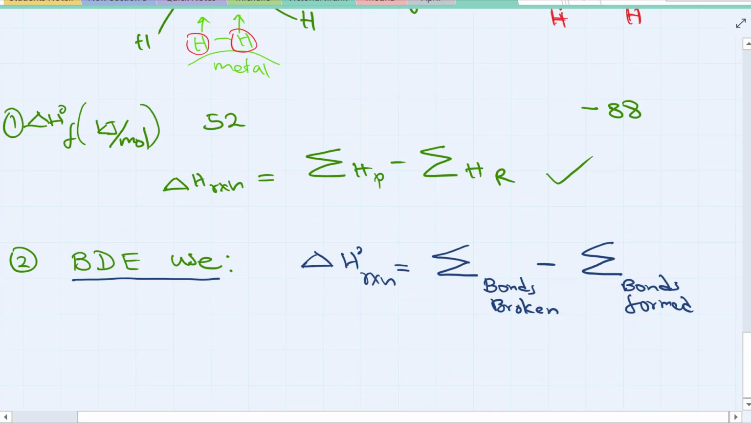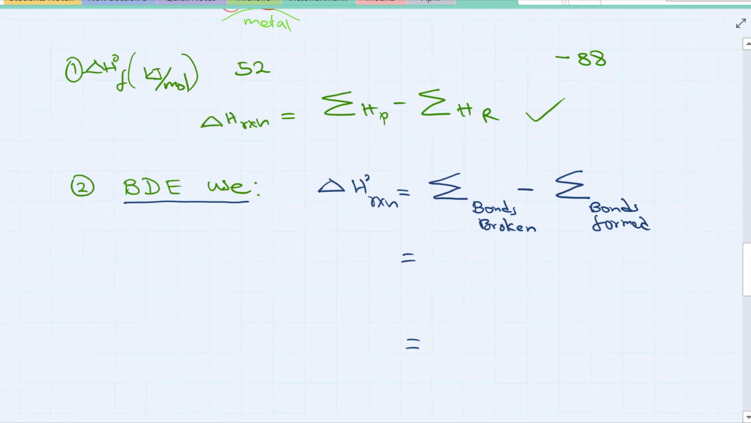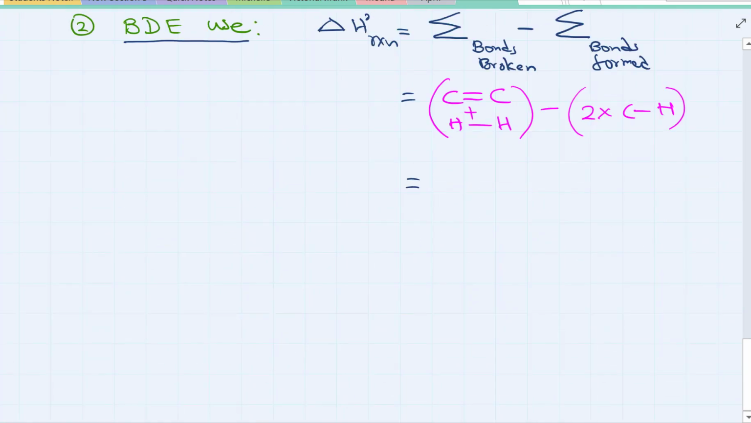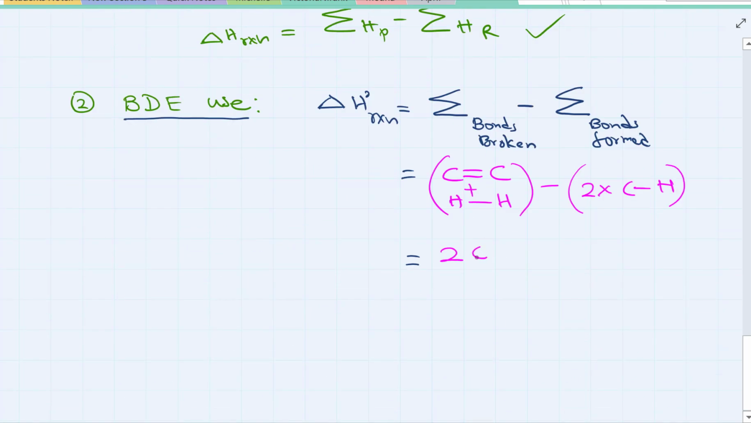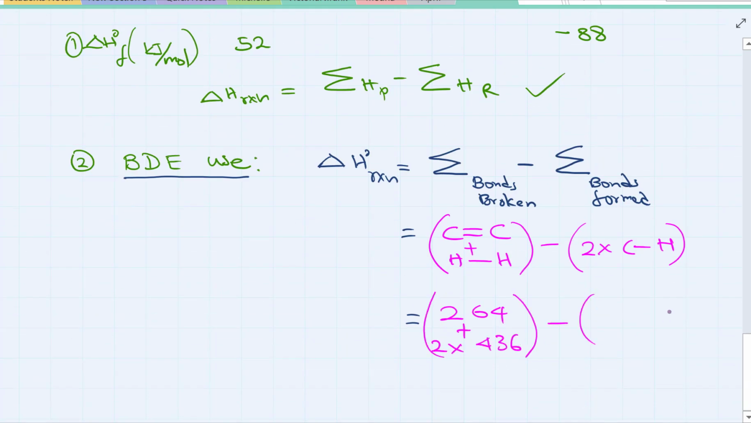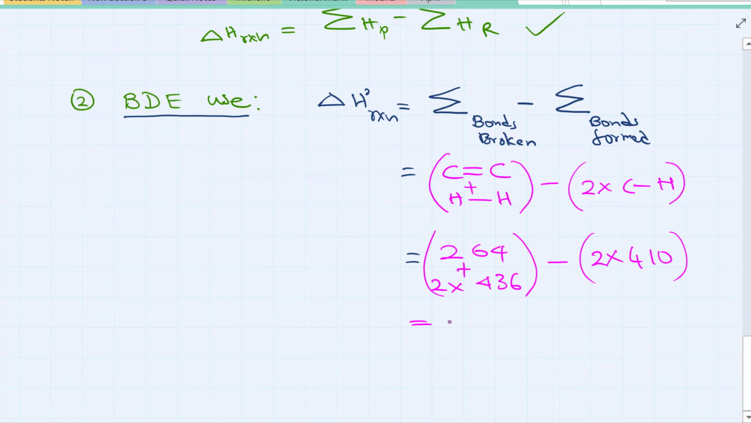In this case, you look at the picture and see how many bonds are broken. You are breaking only the double bond and the one H2. That's the only thing you're going to break. And on the other side, you only add 2 times CH. So you only need to calculate the difference. You can do the whole thing, or you can just simply do it the way I did. Either way, you're going to get the answer for this one, right?